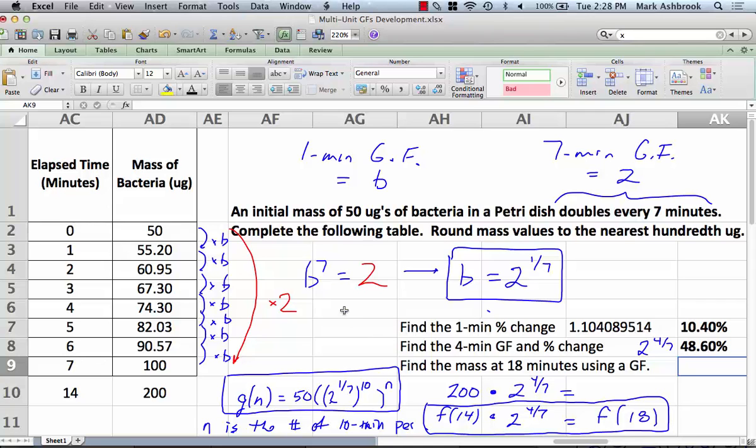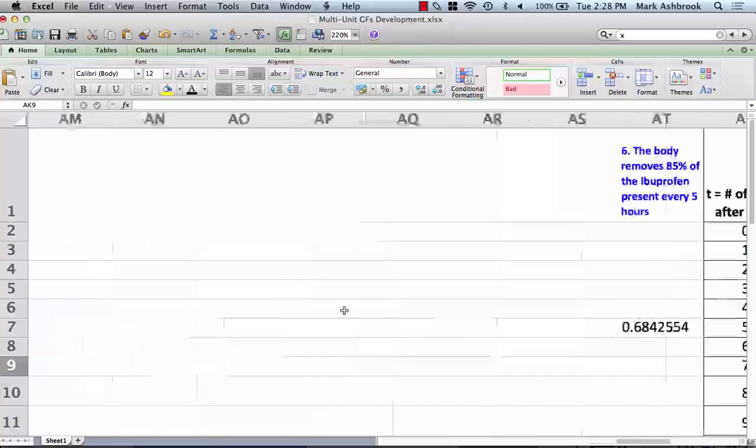Okay, questions on this example? Okay, so let's keep going.